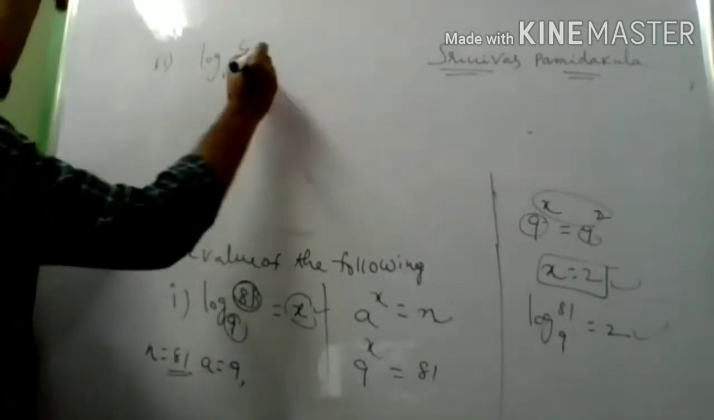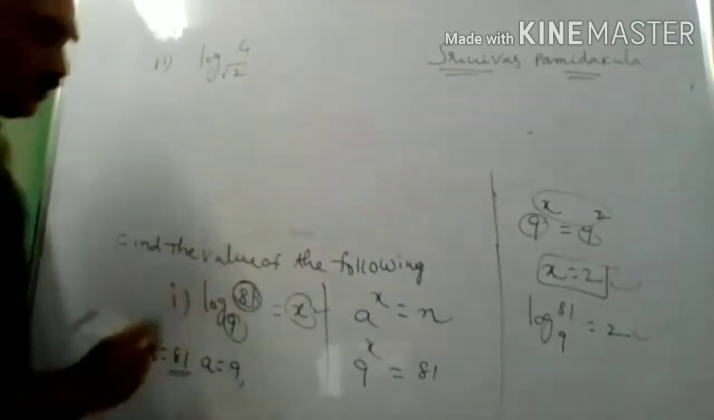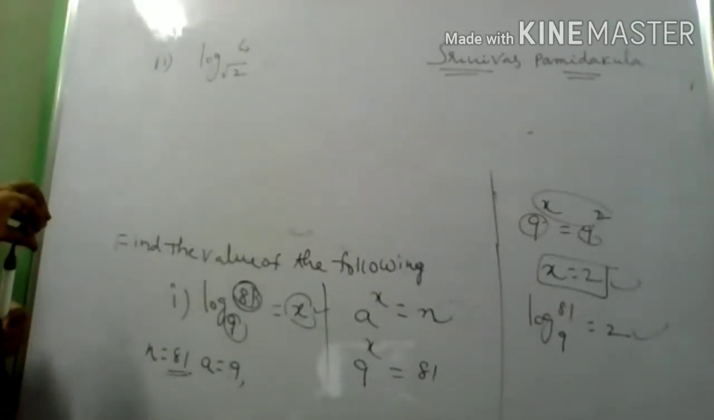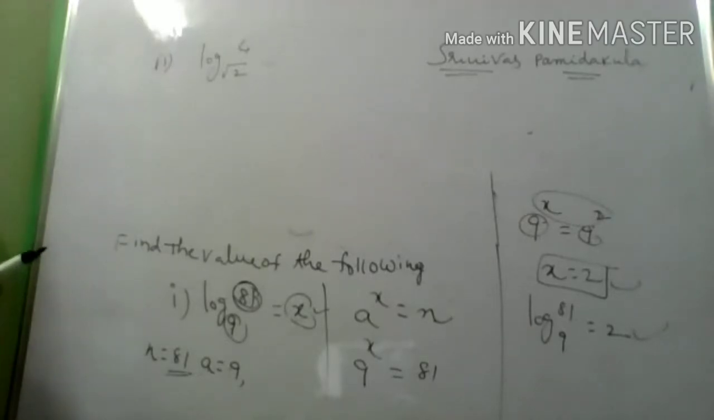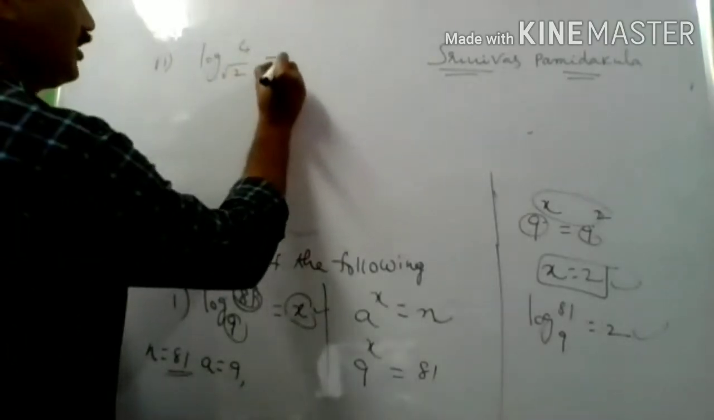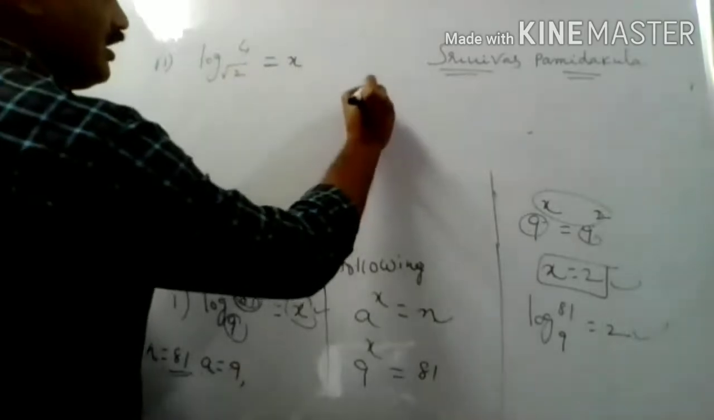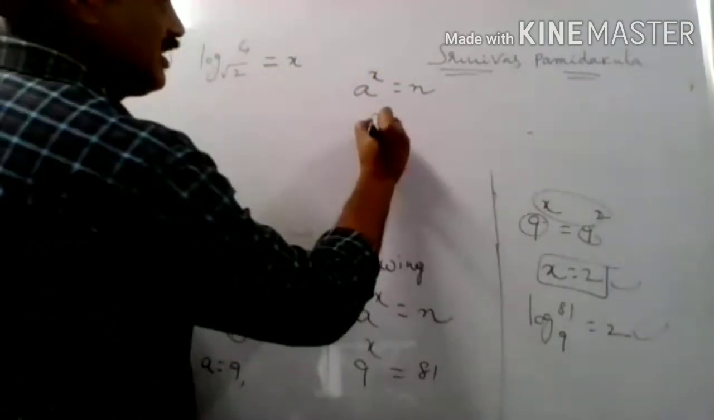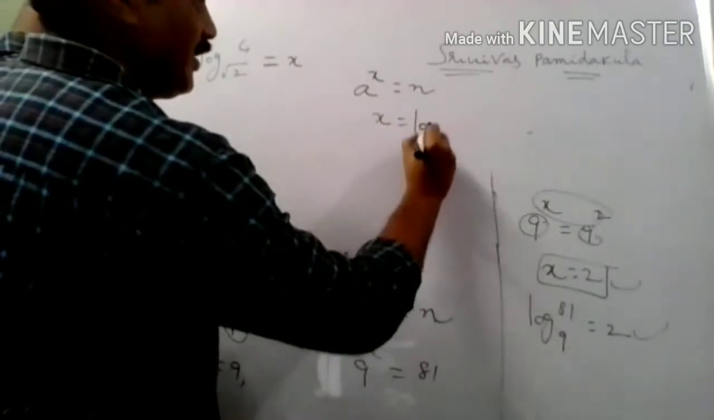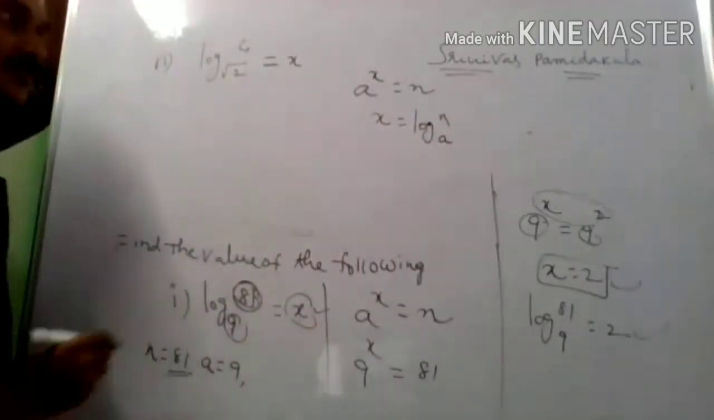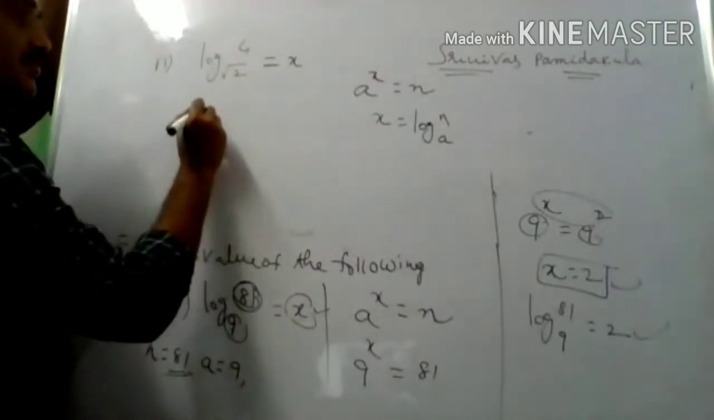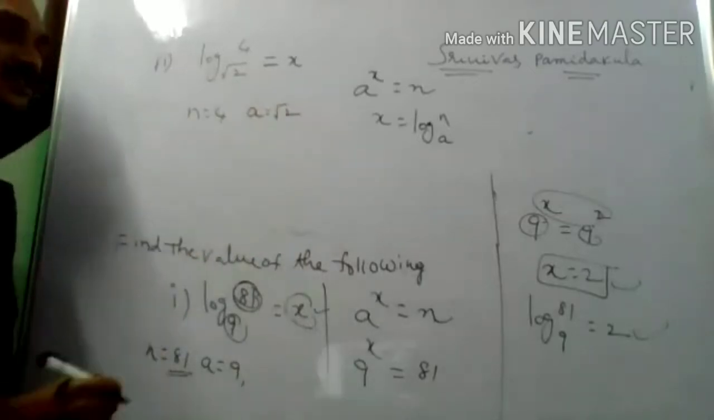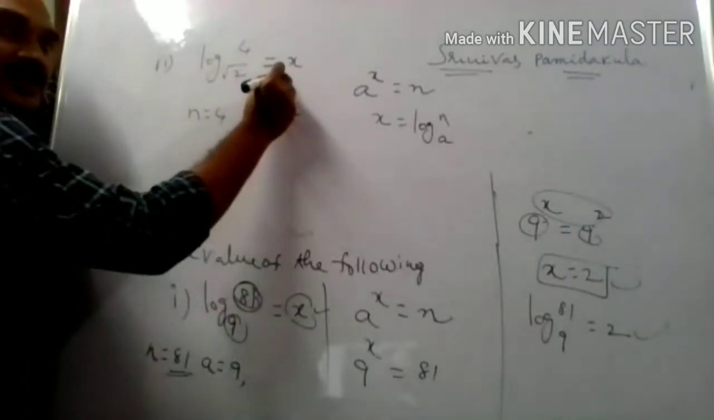Log 4 to the base root 2 is equal to x. Students, a power x is equal to n, so x is equal to log n to the base a. Here n is equal to 4 and the base a is equal to root 2. Here x is x. This is the logarithm form.